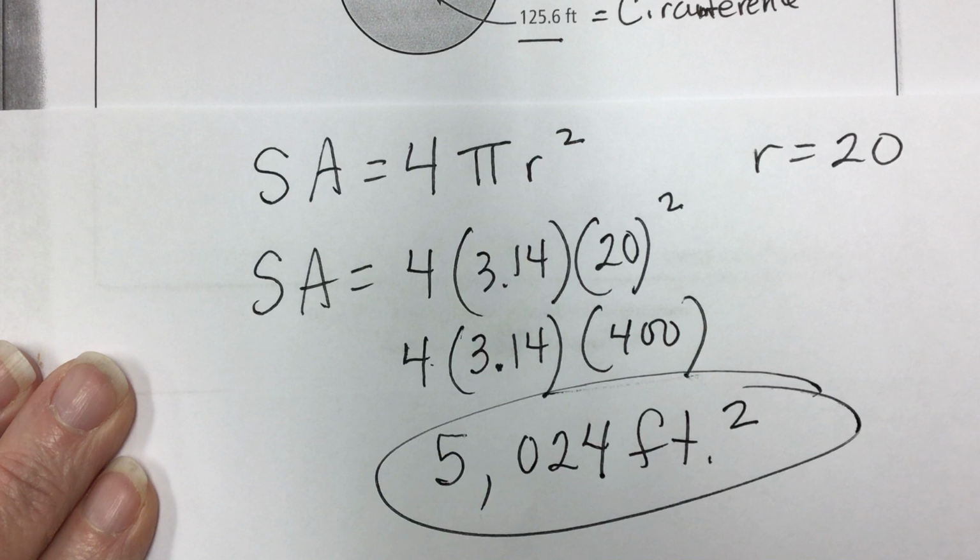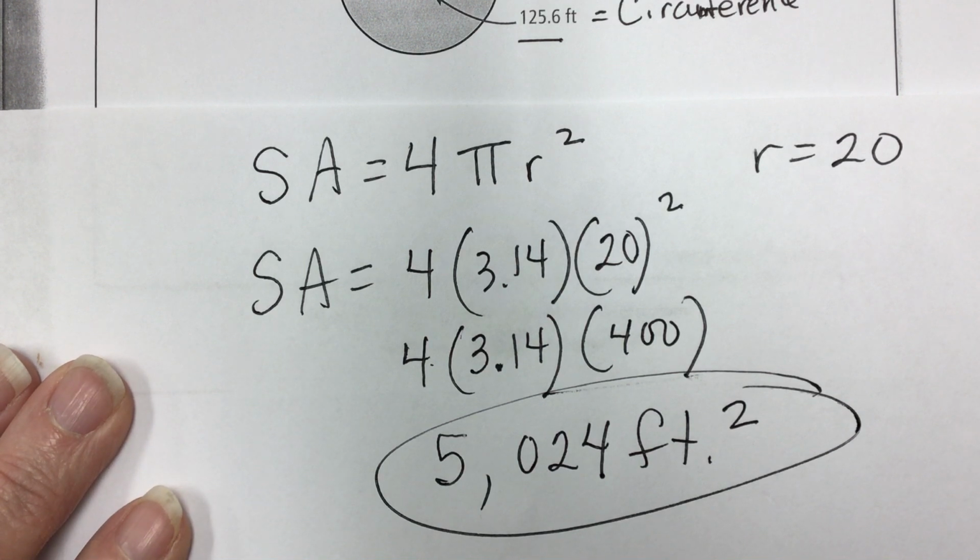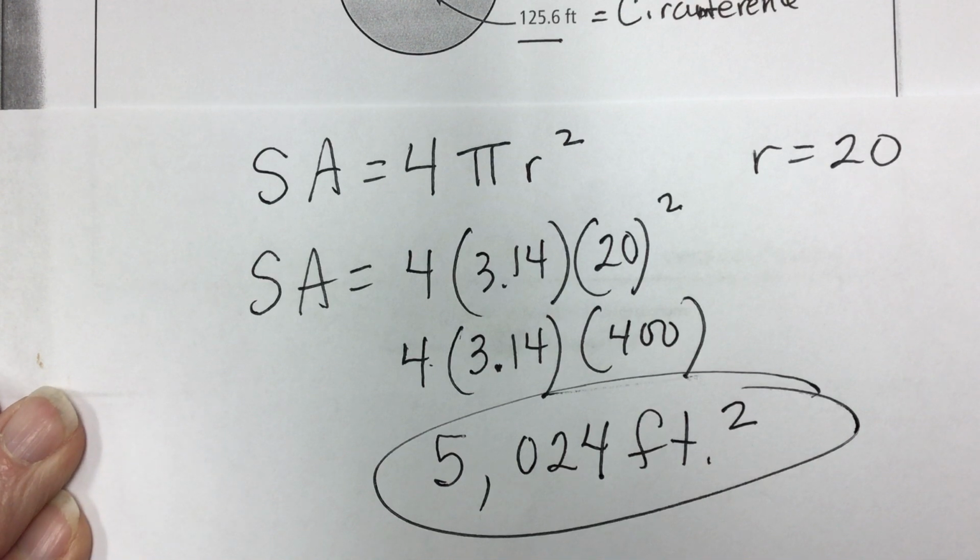5,024 feet squared. In this problem, we were not given the radius, but we were given the circumference. So we had to first use the circumference formula to find the radius. Then after we determined the radius was 20, we plugged it into the surface area formula for a sphere.